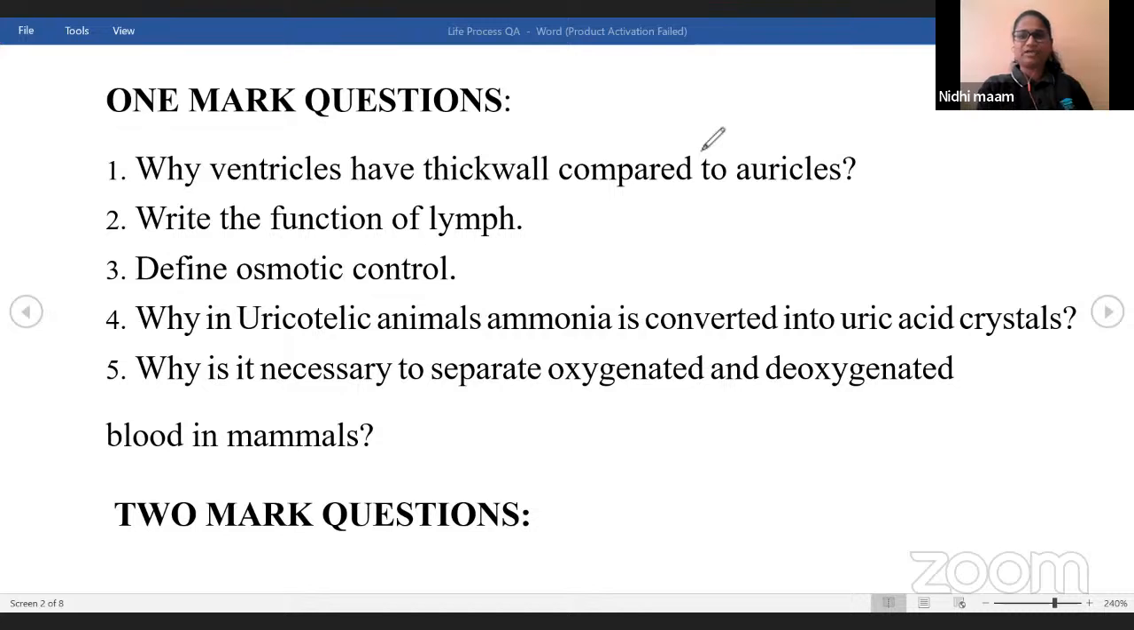Lymph function is done now. We are not discussing the function of lymph. We are discussing the fourth question. So in uricotelic animals, to conserve the water, the ammonia is converted into uric acid. Fifth question. Why is it necessary to separate oxygenated and deoxygenated blood in the mammals? Any answers from YouTube?